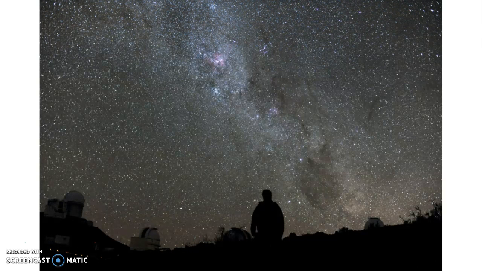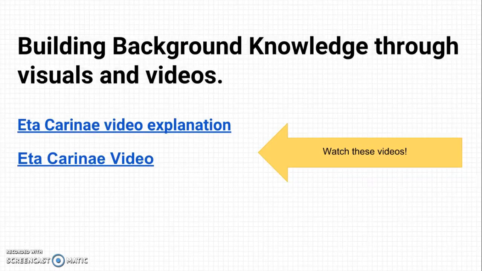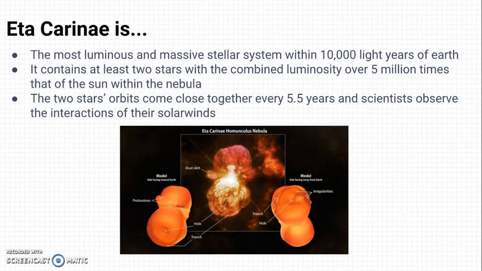By now you should probably know that a Homunculus Nebula is a celestial body, two stars that are orbiting each other, and Eta Carina is one of them. If you haven't yet already watched these videos, please pause the session here, return to the HyperDoc, and watch video number 1 and 2 linked on the slides. Now that you know what Eta Carina is, let's look at it a little bit more in depth.